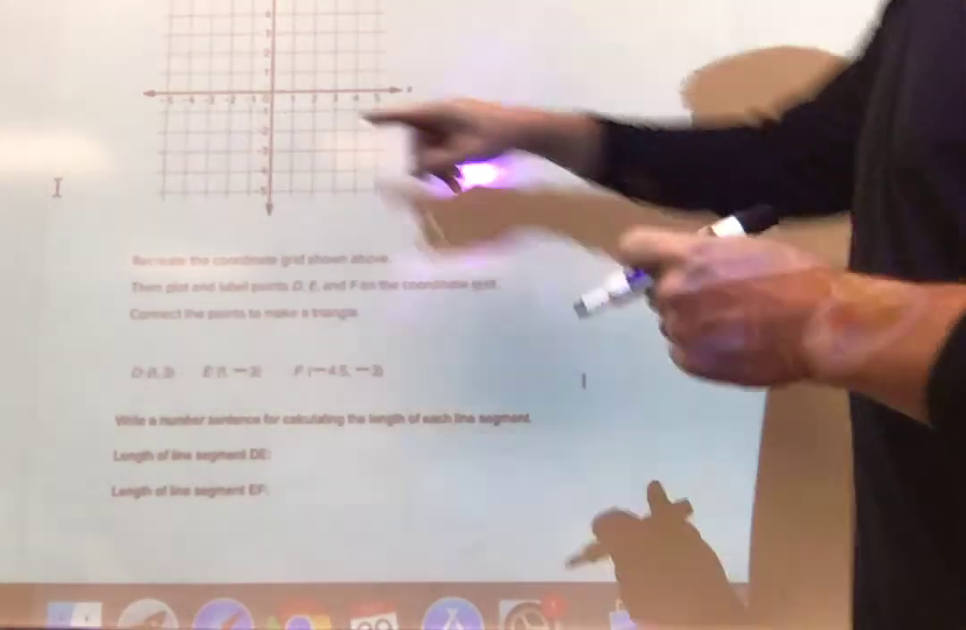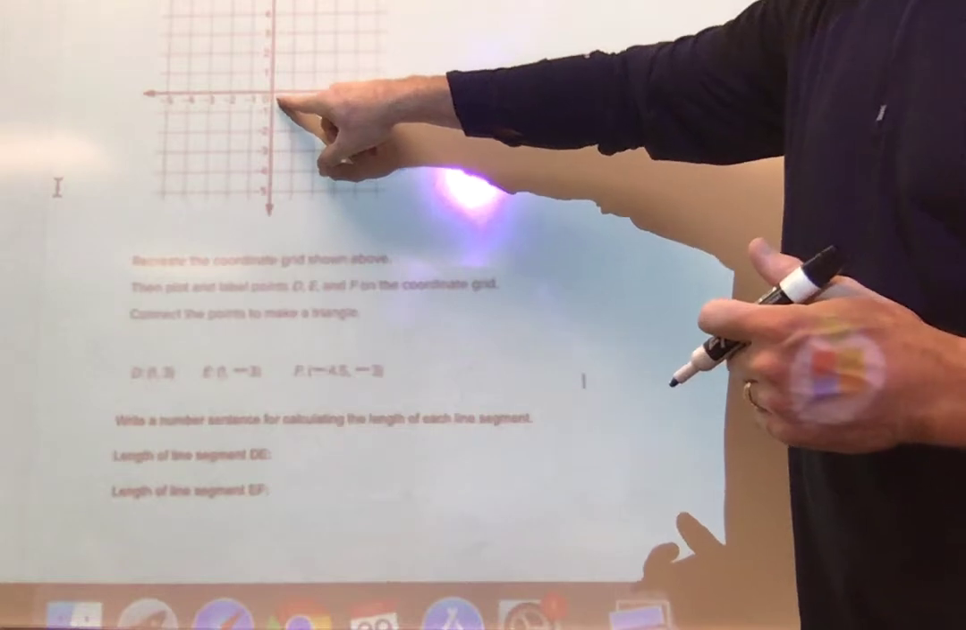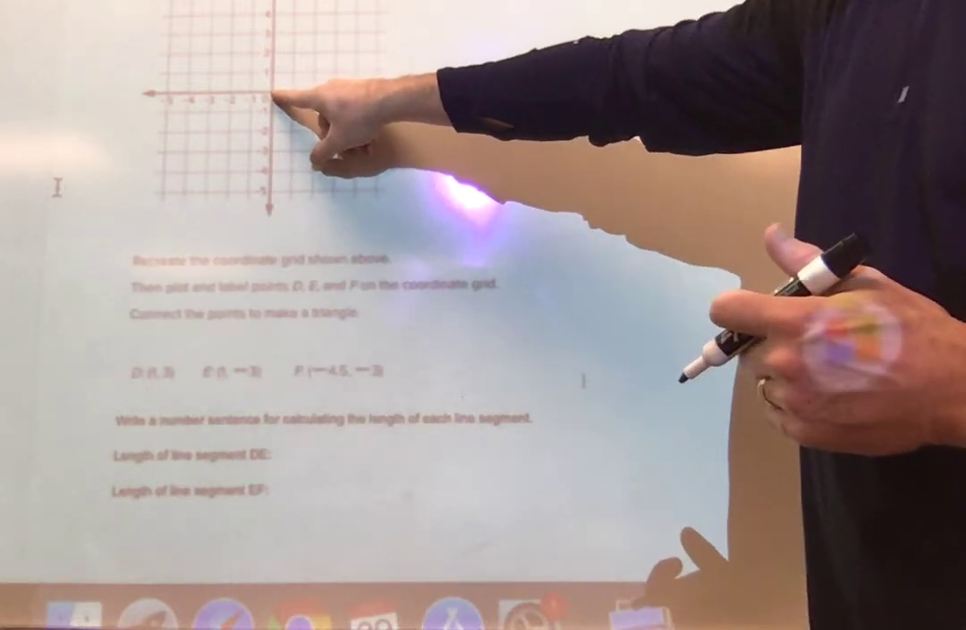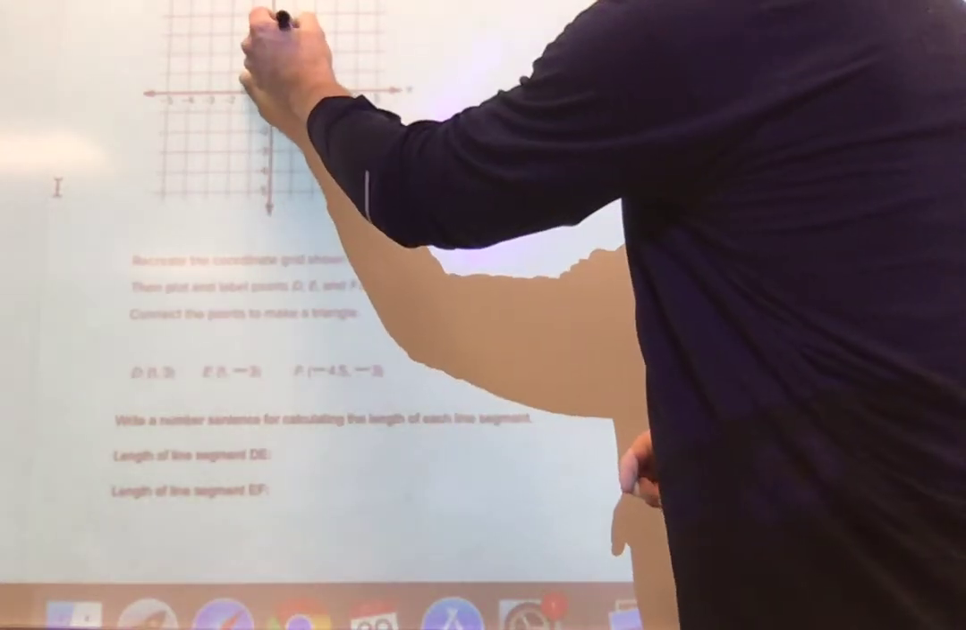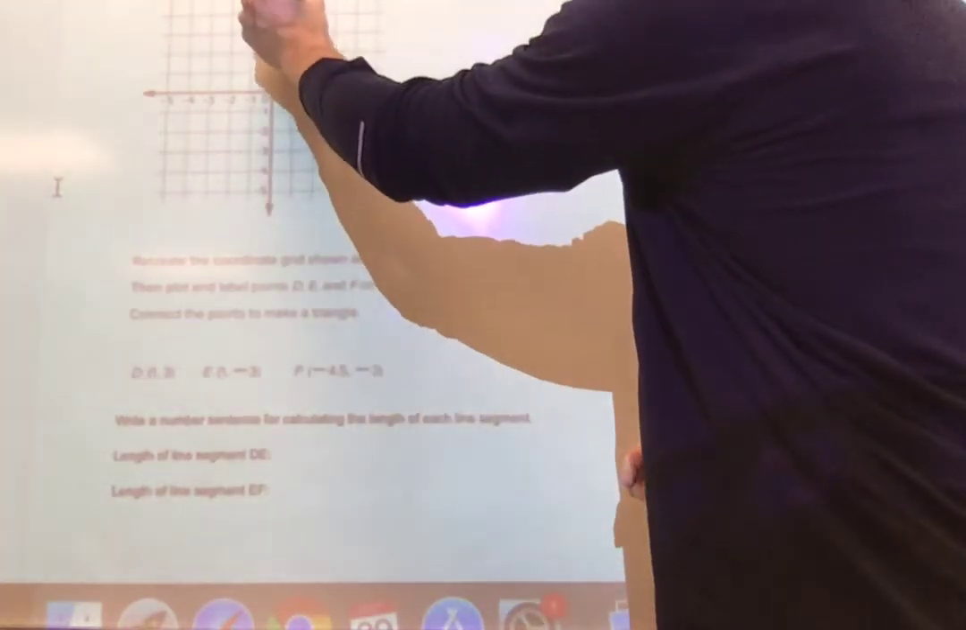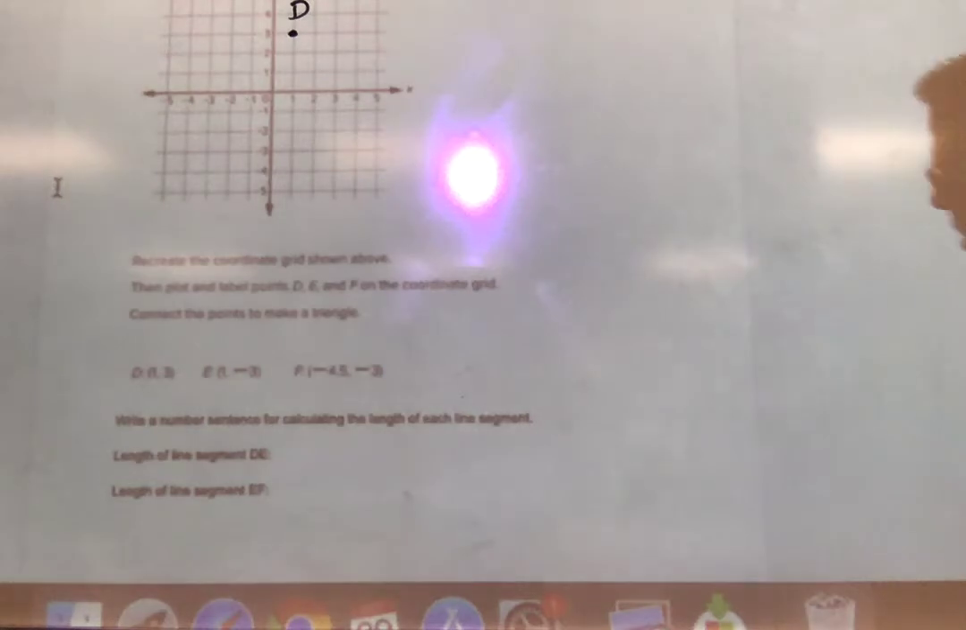So point D is starting here at the origin here. We are over 1, up 3. So over 1, up 3. Label that point D. We're in quadrant 1 there.